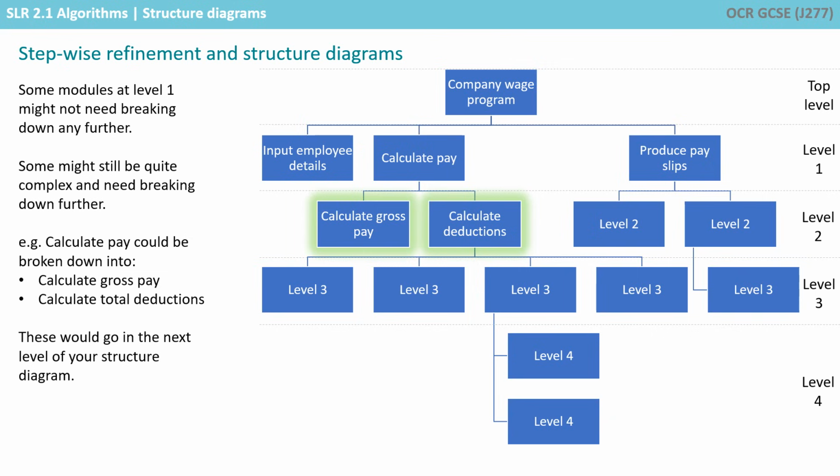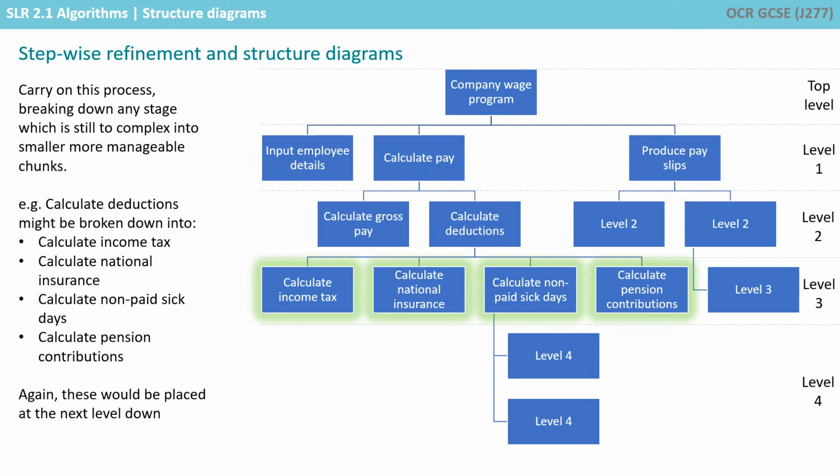Now, bear in mind that some of these modules, broken down into the first layer, might not actually need breaking down any further. Others might still be quite complex and require breaking down into smaller parts. For example, we might decide that calculate pay should be broken down into two distinct parts. Calculate gross pay, that's all money coming in, and calculate total deductions, all money going out. These would go underneath calculate pay at the next level down in our structure diagram.